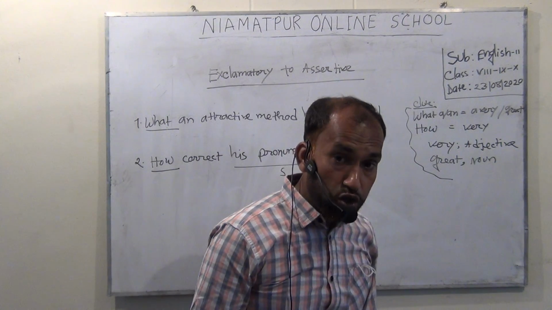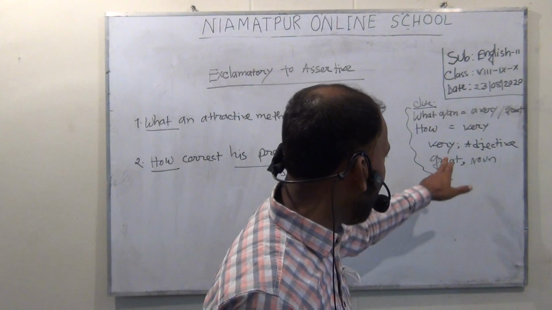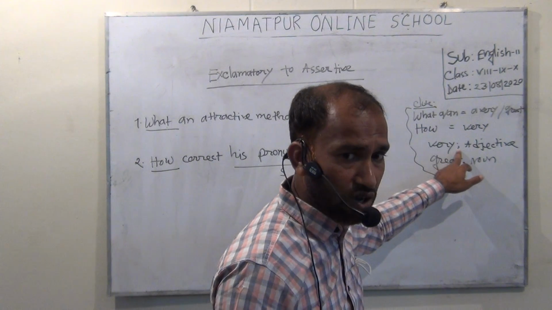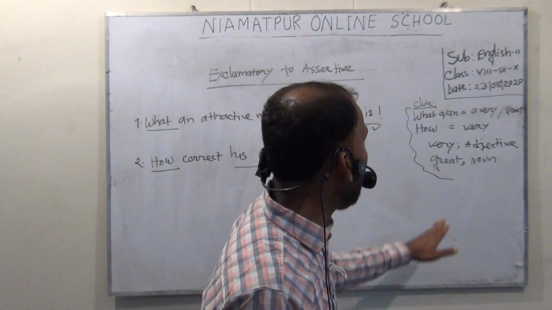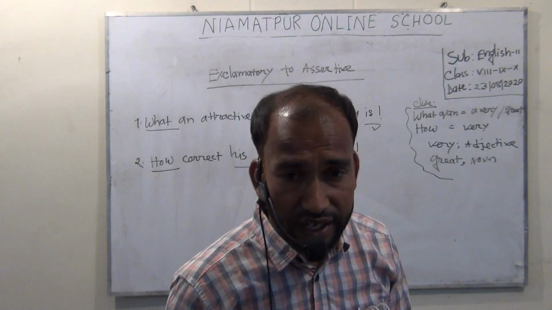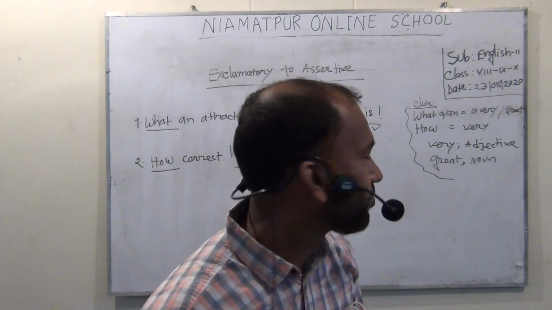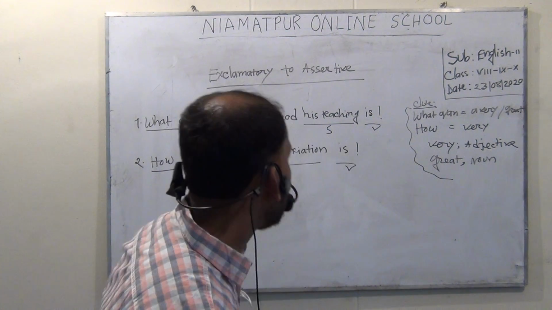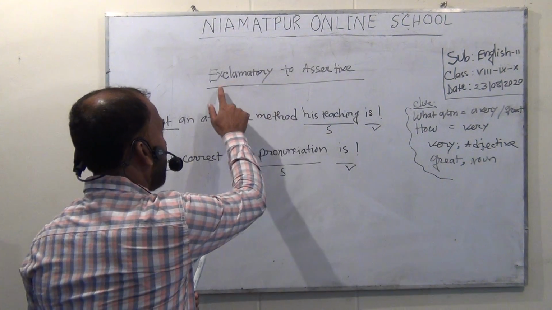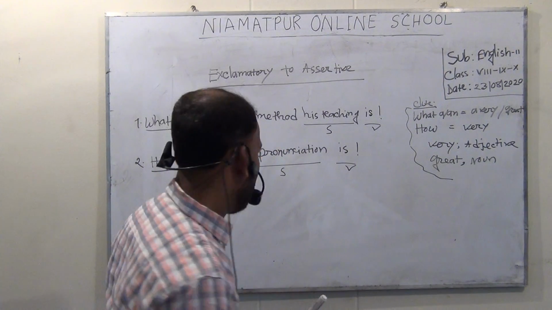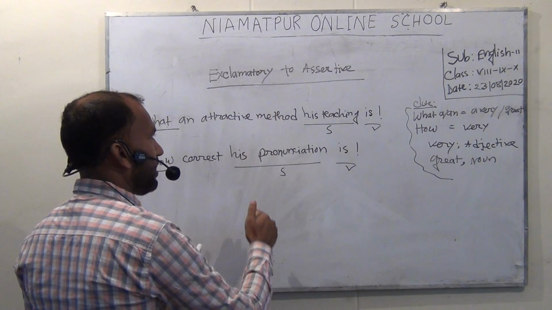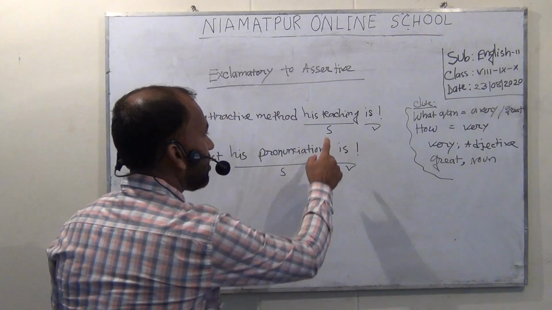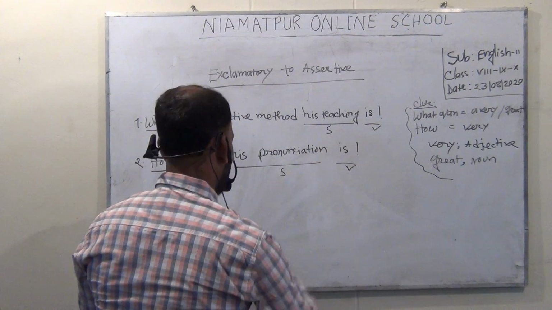Dear students, you should bear in mind that very is used in case of adjective and great is used in case of noun. So, we can change the sentence from exclamatory to assertive. An assertive sentence starts at first with subject and verb.